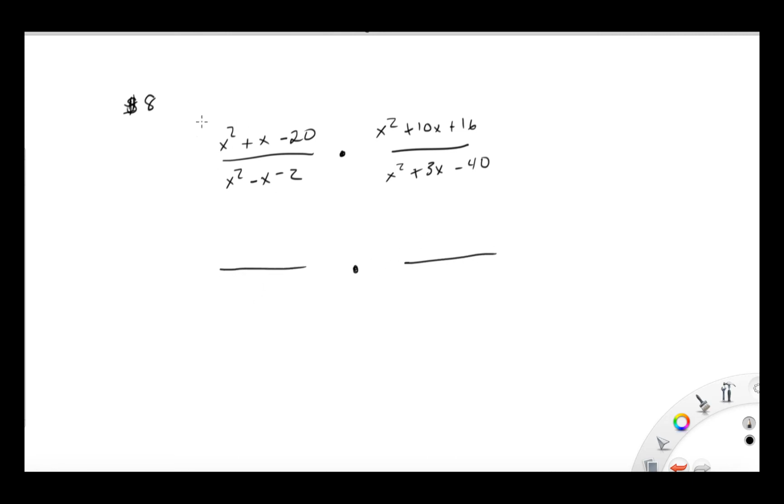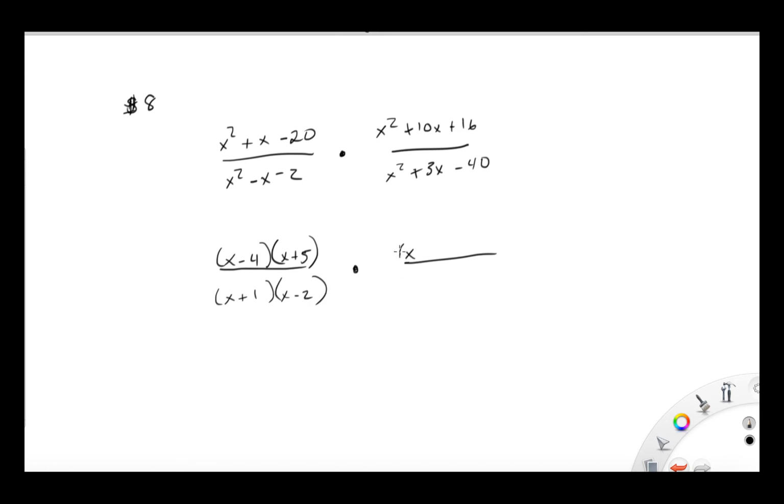All right, what are we going to do with this first one? Okay, we have an x and we have a negative 20. So we know that it's going to be x to get the x squared. And because x is positive here, we're going to say minus 4 and plus 5, because 5 times negative 4 equals negative 20, and in addition, we get that. Okay, bottom, same thing. I'm going to add our x's in right away. We have a negative x and a negative 2. So I would suggest a positive 1 and a negative 2.